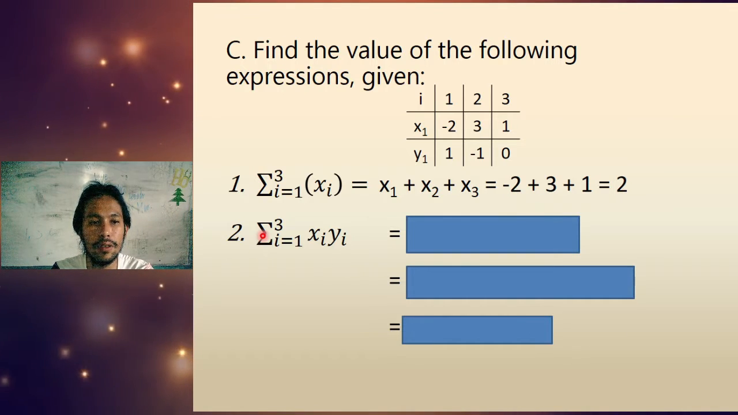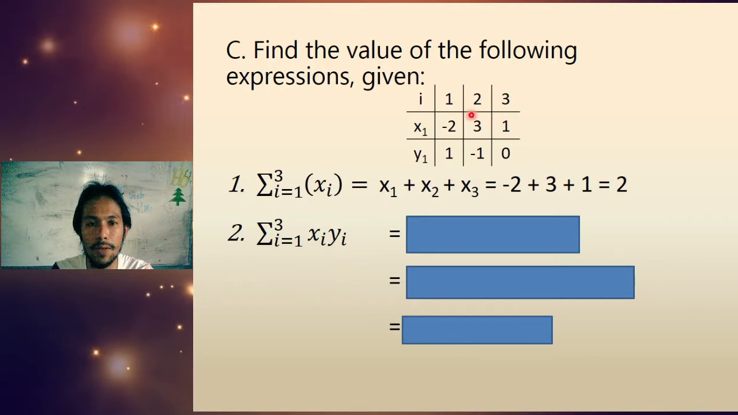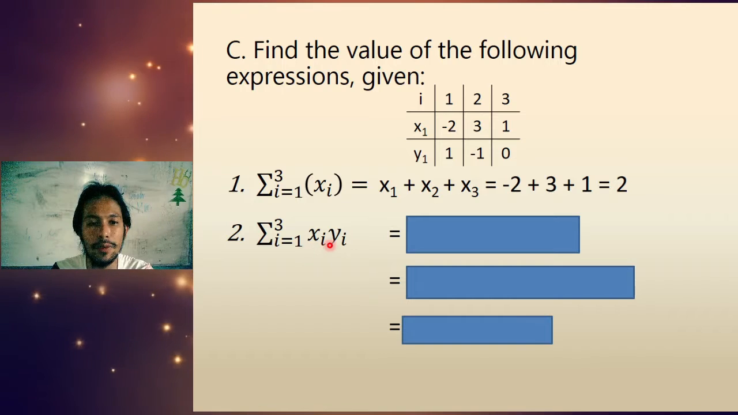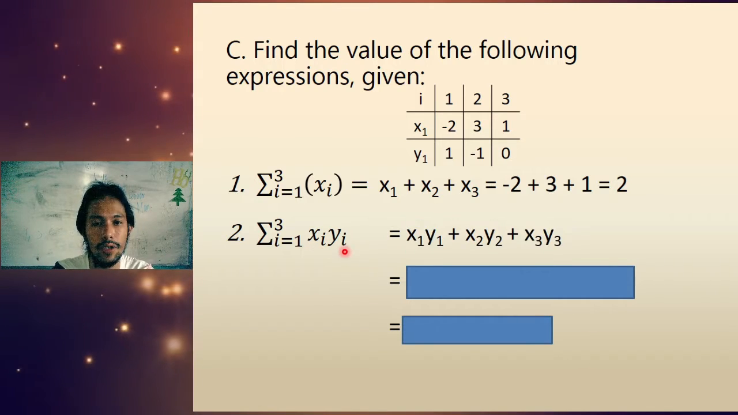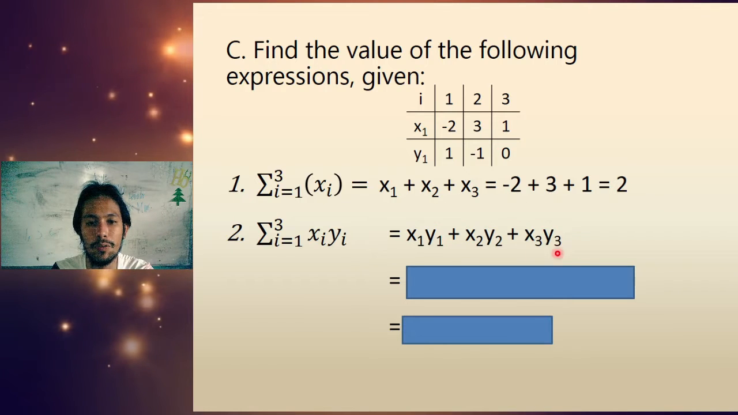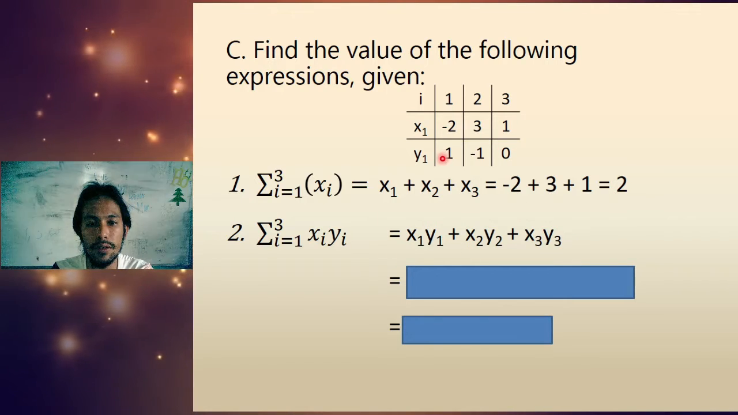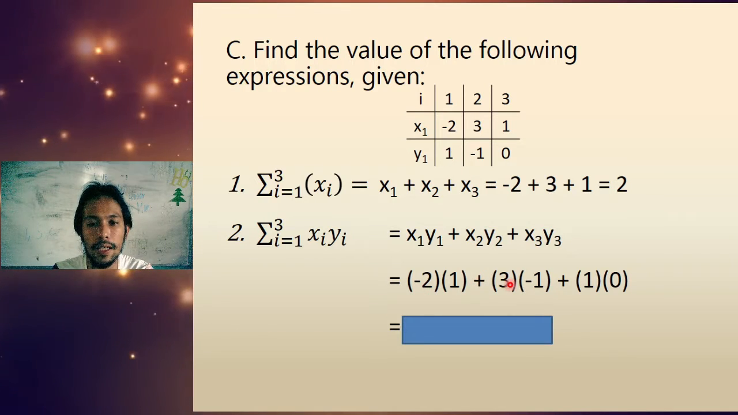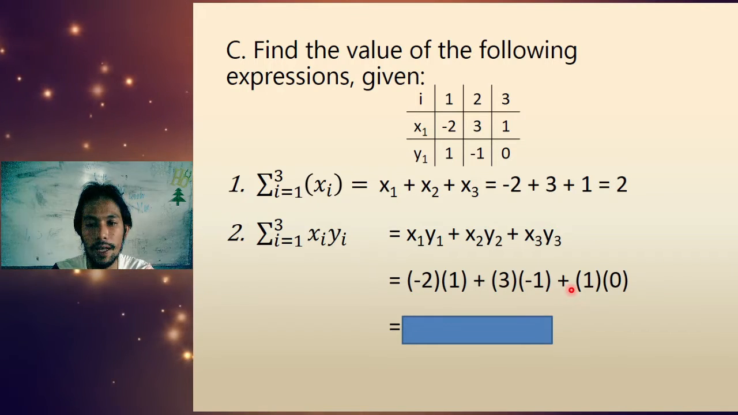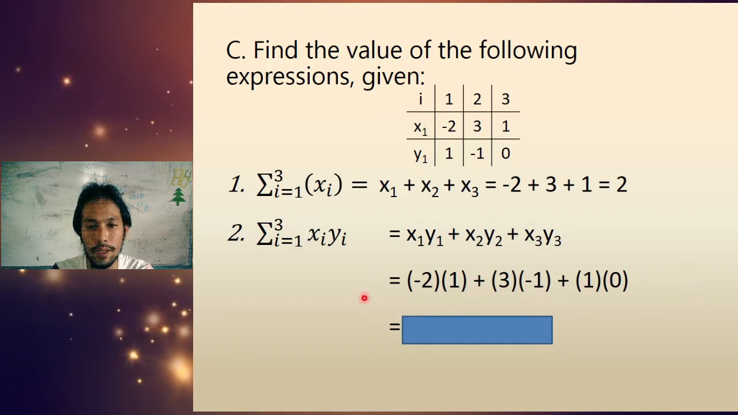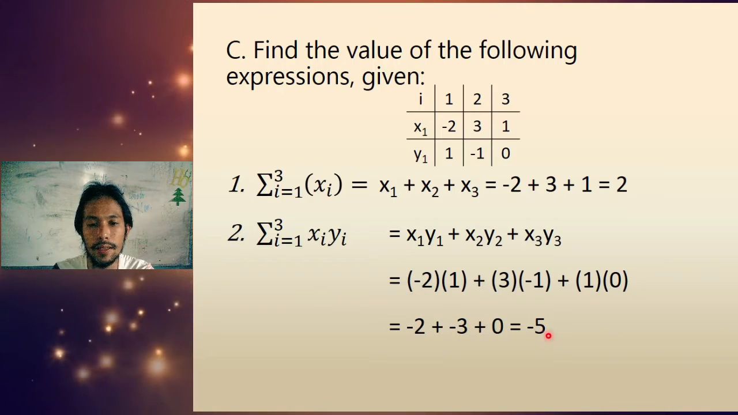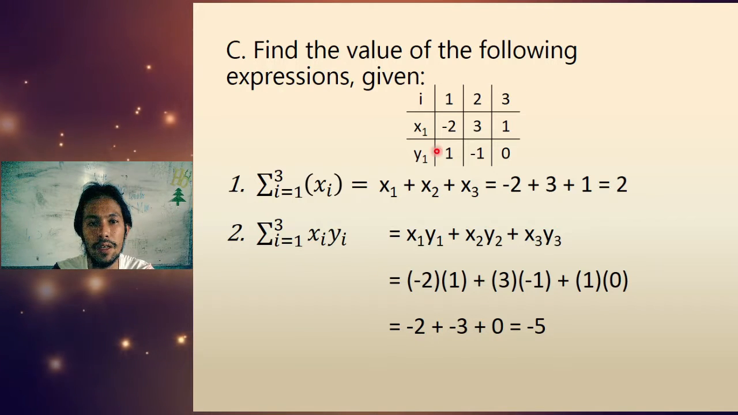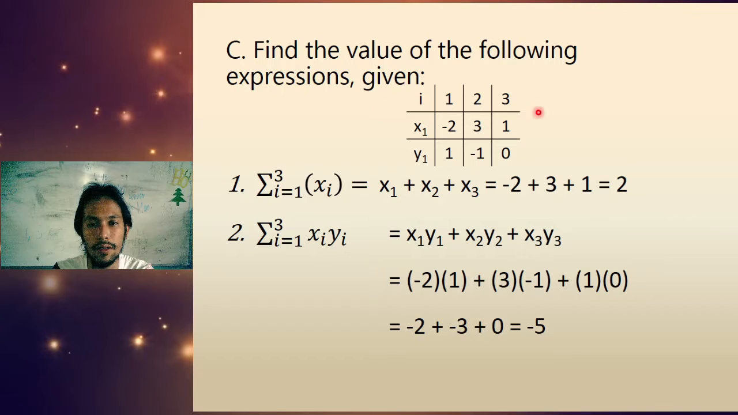And then, sa number 2 nga example, same gihapon ang given. Ang kalainan lang kay naa na siya'y y. So, ang x sub i gi-times sa y sub i. So, himuon nato siya sa iyang long form. I-substitute na nato ang values. So, mahimo na siyang negative 2 times 1 plus 3 times negative 1 plus 1 times 0. So, i-total na nato. Ang mogawas kay negative 5. So, mao na ang value sa number 2.